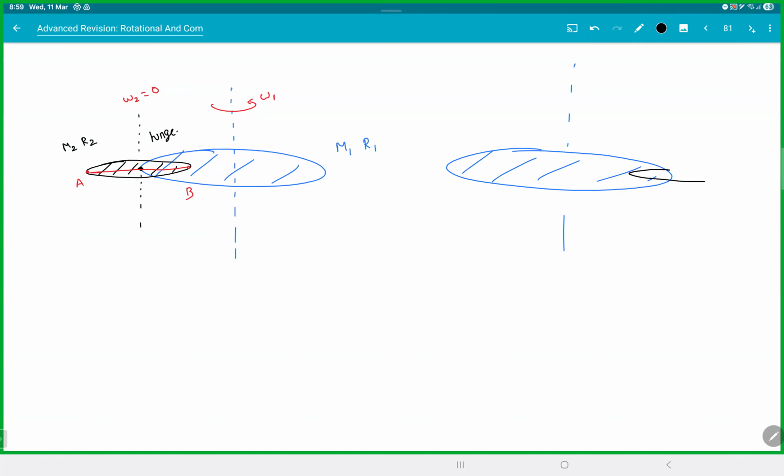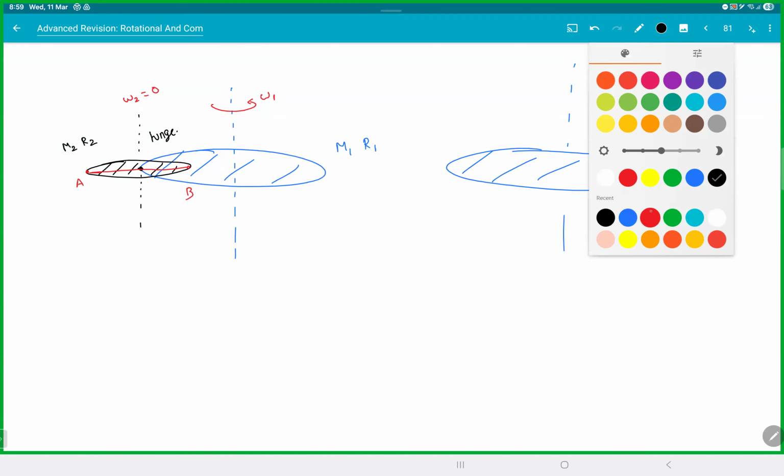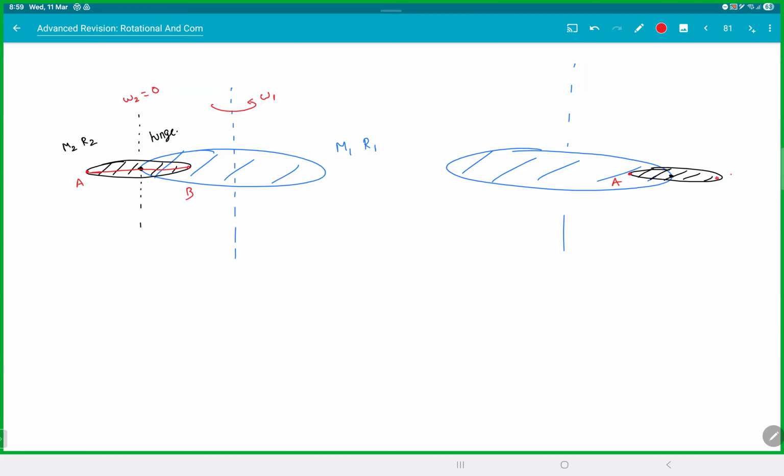When the disk comes here, how is the line AB? A will be here and B will be here. Agreed? No matter how much you rotate, that line AB will remain the same.